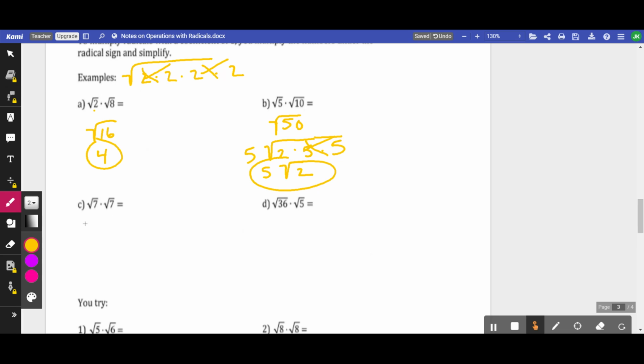And then here's the square root of 7 times square root of 7. So this would be the square root of 49 then, and that is a perfect square, so you can take it. So that'd be 7.